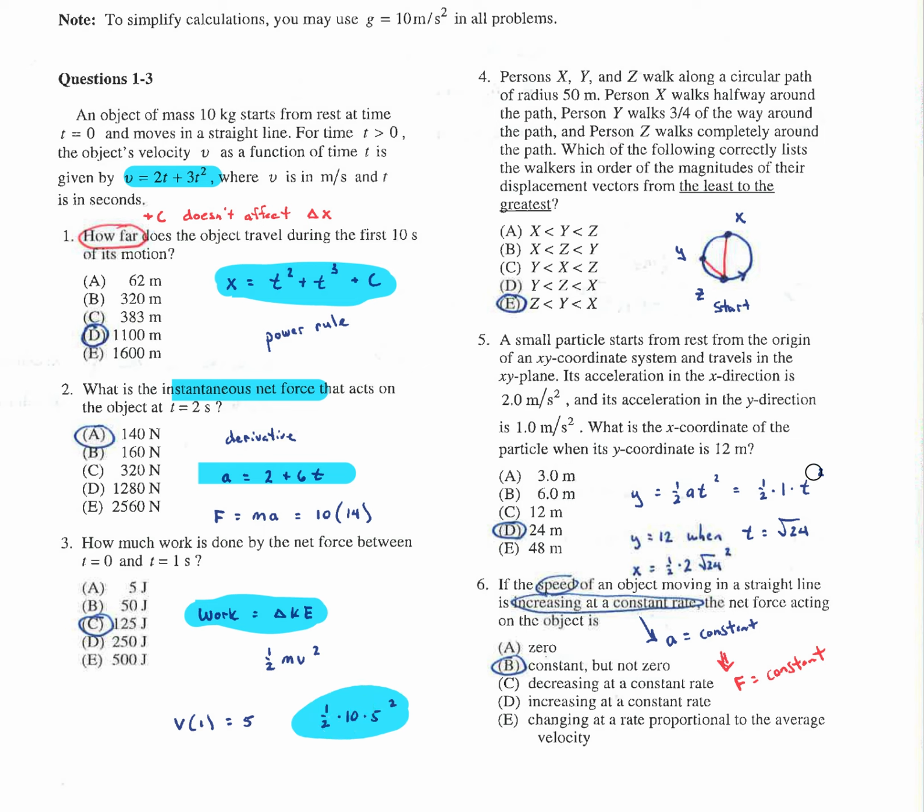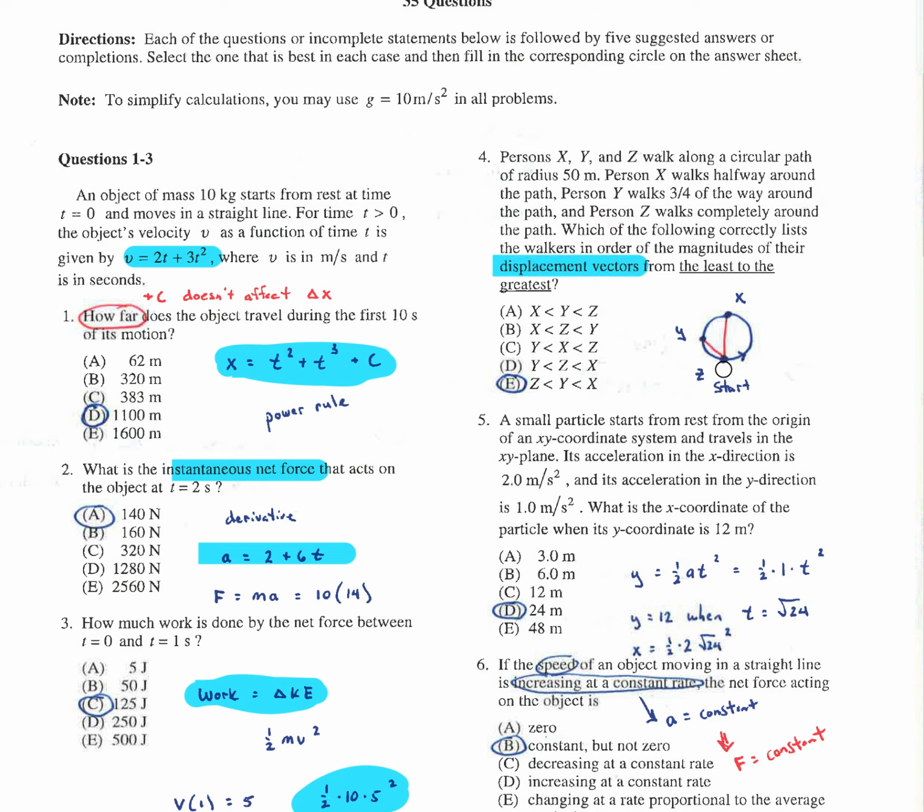All right, this one, we're looking at displacement. Displacement is a vector. And so when we start here and somebody walks to x, someone walks all the way around to y, and someone walks all the way around to z. The person at z walked a bigger distance, but their displacement is 0 because they're right where they started. Person x walked the least distance, but does have the greatest displacement based on looking at the red arrow. Again, displacement is a vector.